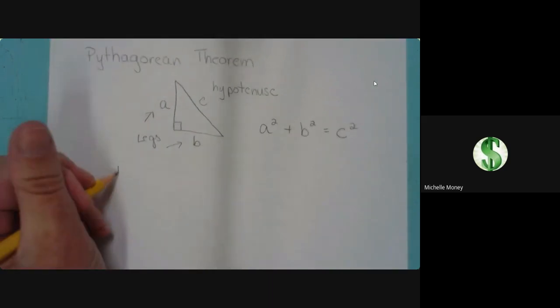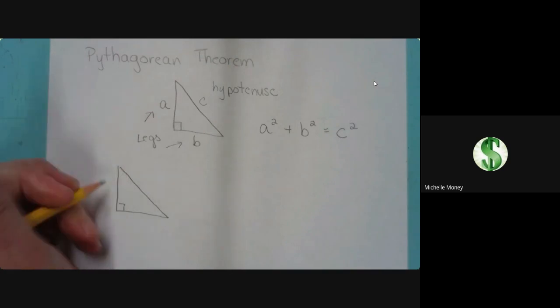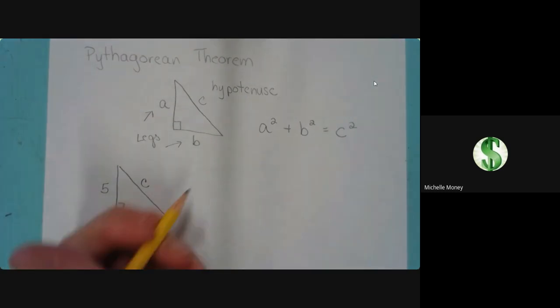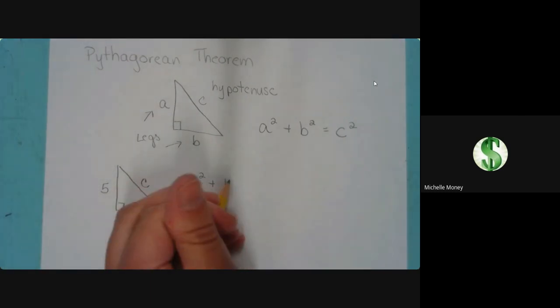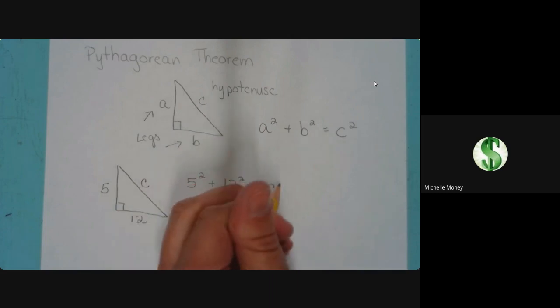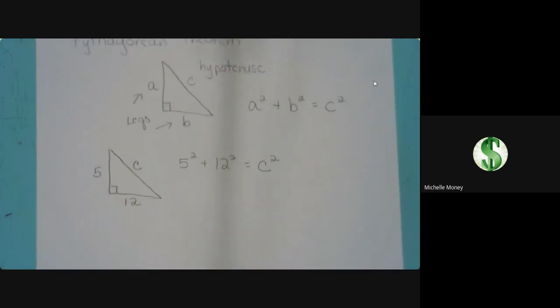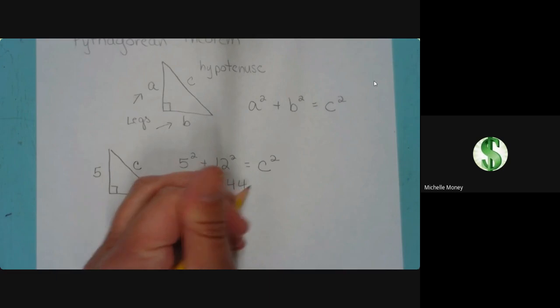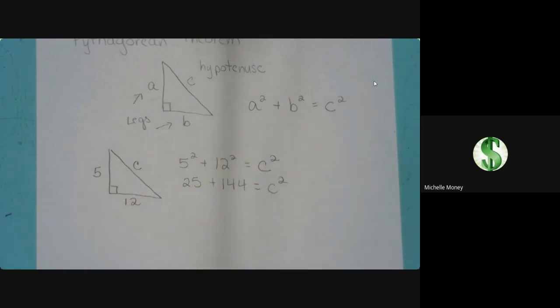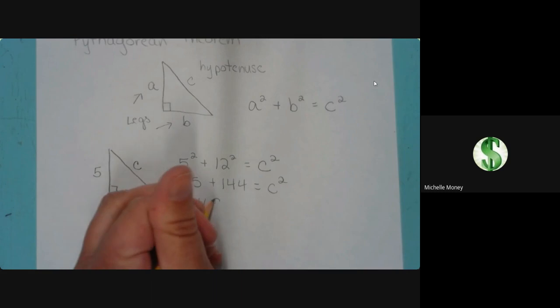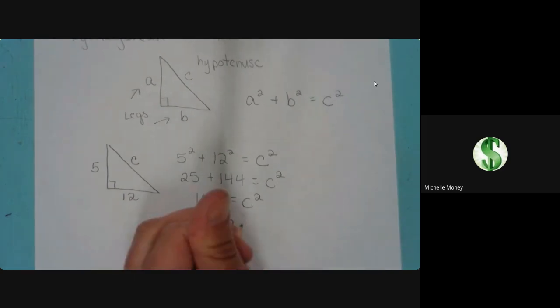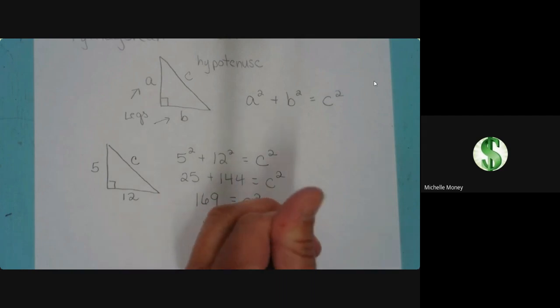Okay, so just a real quick example. If I gave you the legs 5 and 12 and said to find c, you would do 5 to the second power plus 12 to the second power equals c to the second power, which is going to be 25 plus 144. We add those together, we get 169. So then we take the square root of 169. That's the opposite of squaring. And that actually equals 13.